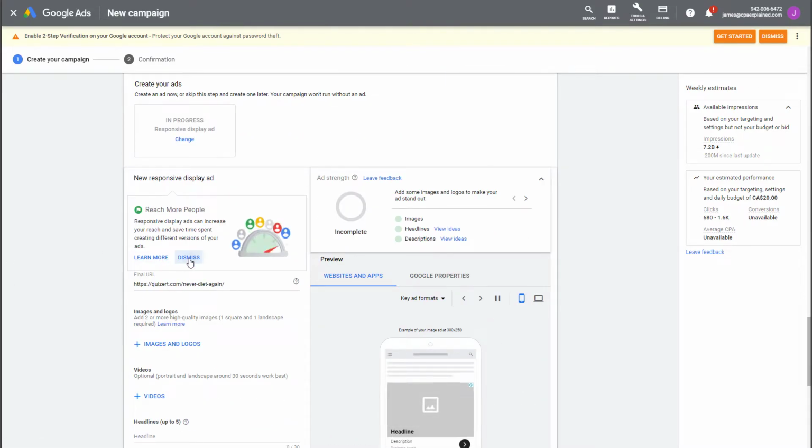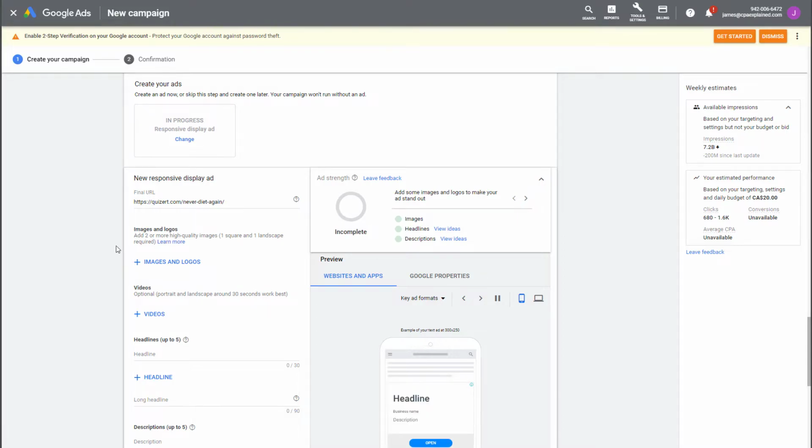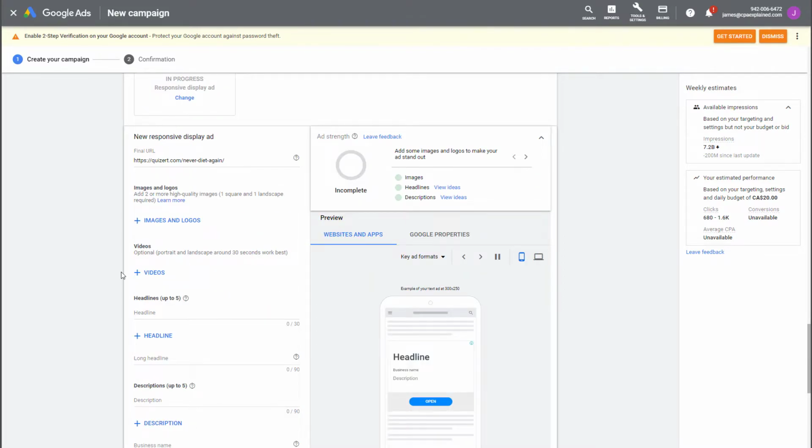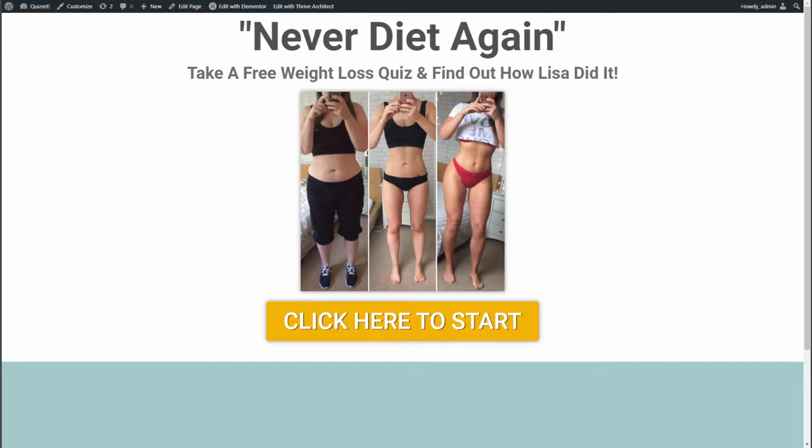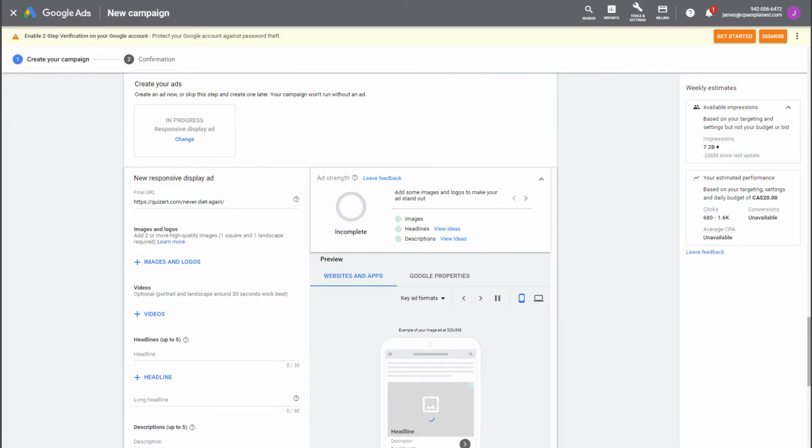Okay. Now it's time to actually create the ad itself. And this is where you need to make sure that the headlines and the images and everything flow with your actual landing page. This is very important. Like I said, if you want to keep your bounce rate lower and not waste money on clicks, then you want to make sure that this ad matches your landing page. It's very important, okay?